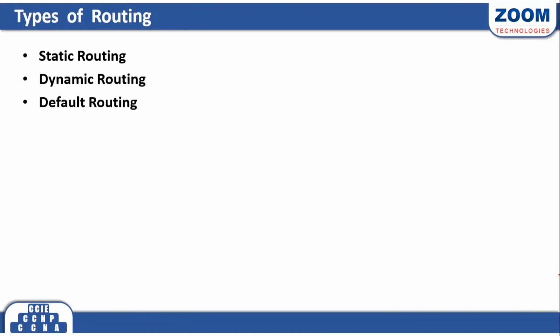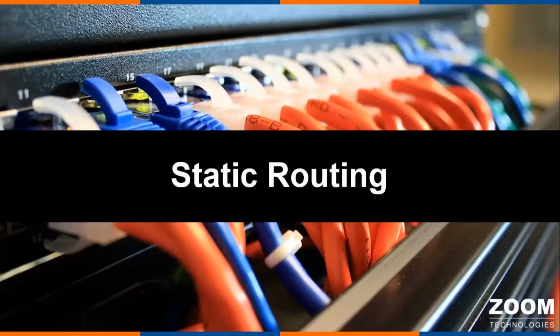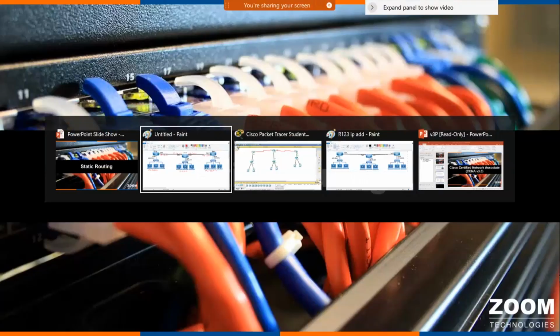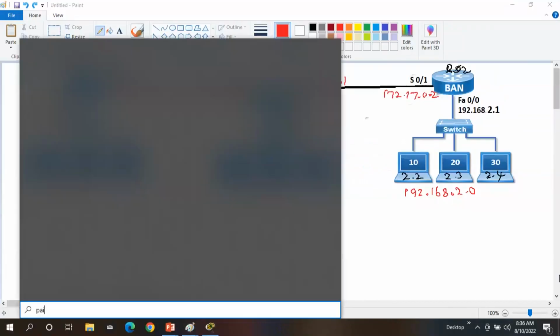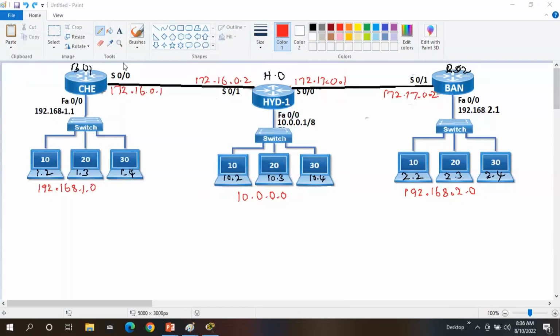So continue with types of routing. What is routing we discussed, and routing conditions. There are three types of routing methods: static routing, dynamic routing, and default routing. Let us see static routing today. Before static routing, I would like to explain a few points about the router.